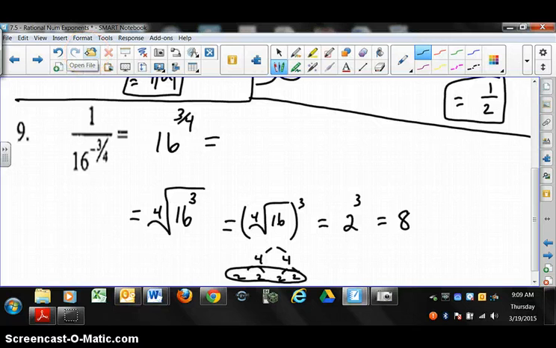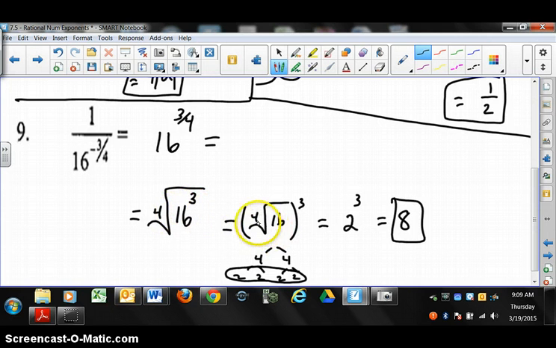Okay, so did you get 8? Hopefully. Your approach may have been different than mine, or may have been the same. I like to think I used the most efficient approach, but maybe not. So once I had 16 to the 3/4, I then wrote it as the 4th root of 16 cubed. And I don't like to do 16 cubed if I don't have to.